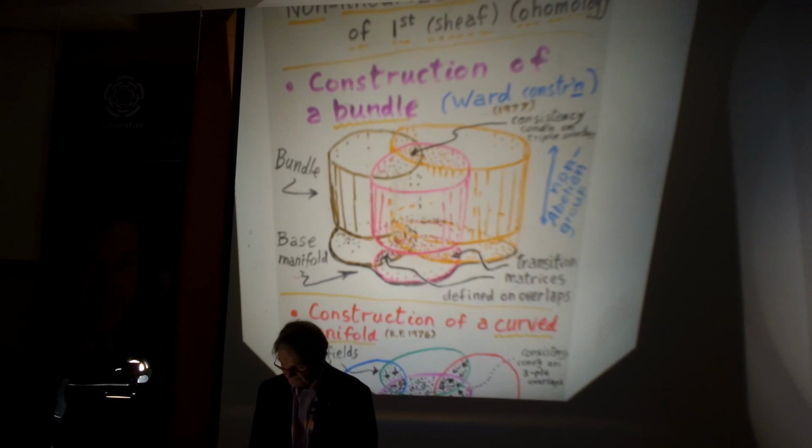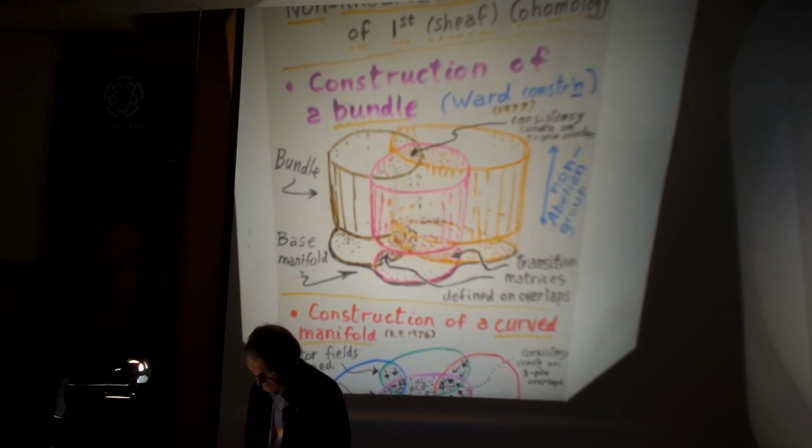So when I say self-dual for Yang-Mills, well, let me see what it means for electromagnetic theory. You see the photons. Just a second.